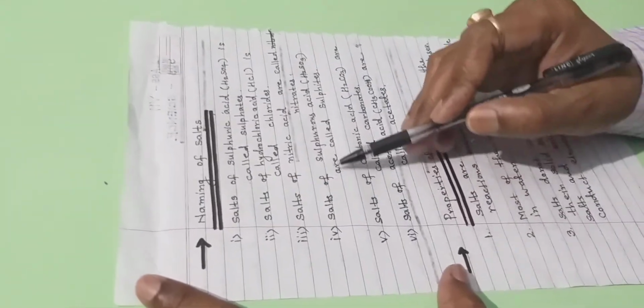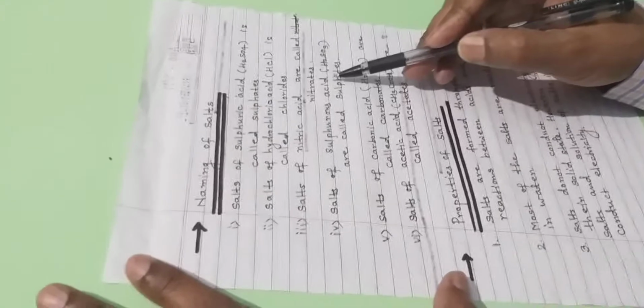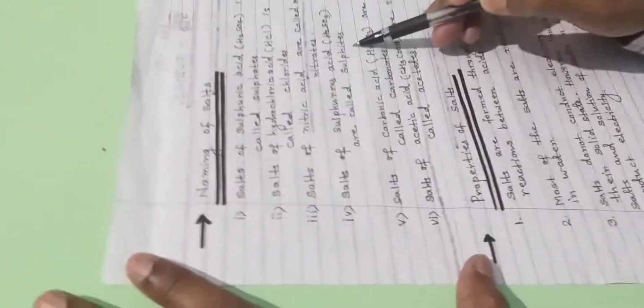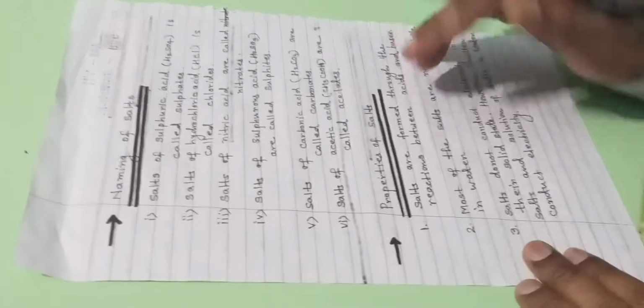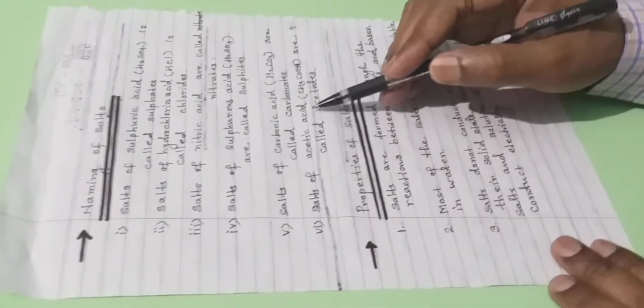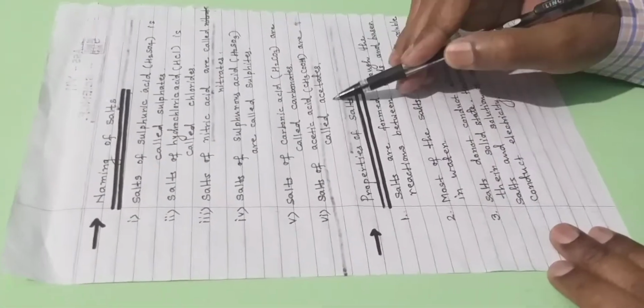Fourth, salts of sulfurous acid are called sulfides. Fifth, salts of carbonic acid are called carbonates. Salts of acetic acid are called acetates.